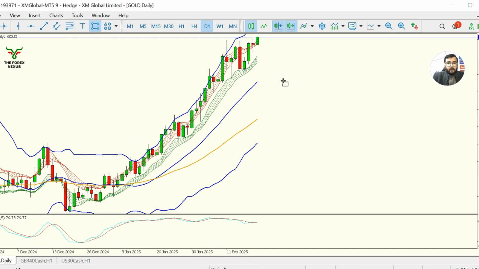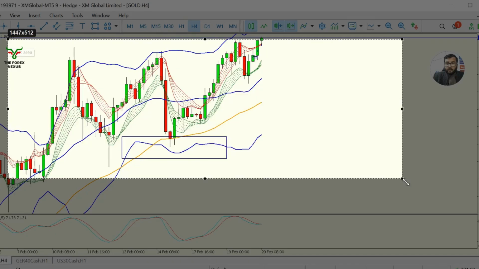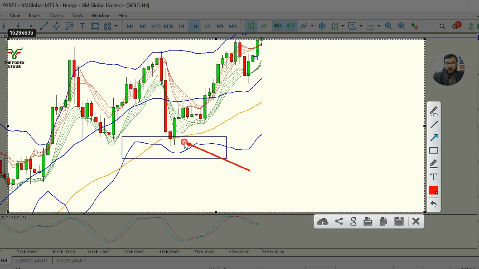Now if we mark the current area, the previous re-entry area on the daily time frame, then on the H4 time frame we need a reversal. Remember, in BBMA we don't take any trade on extreme points. Malaysian traders take trades there, but according to my experience, looking back at the charts, extreme is not an entry point.